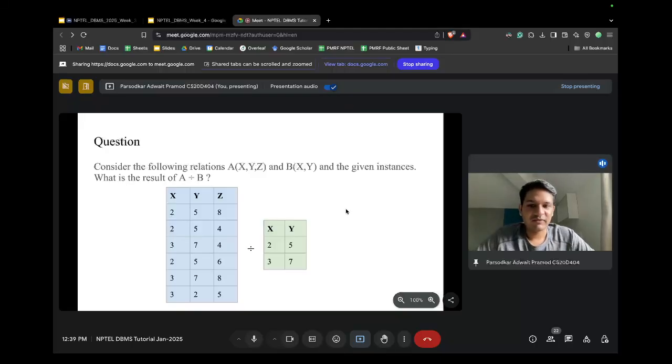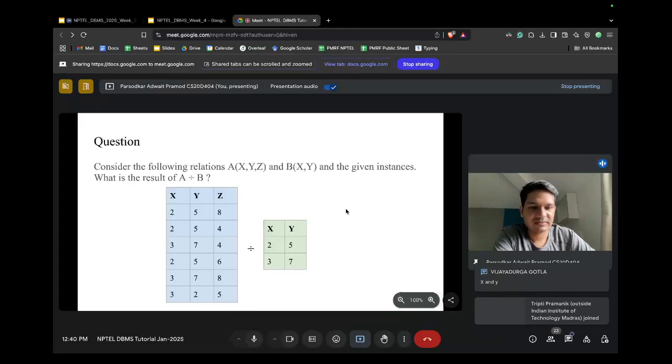So can someone tell me what would the structure of A divided by B look like, or how many attributes and which attributes would you have in the resultant A divided by B? What attributes would be there in A divided by B? Okay, there's one answer which is X and Y. Any other answer?